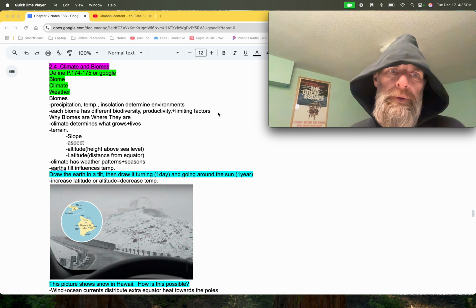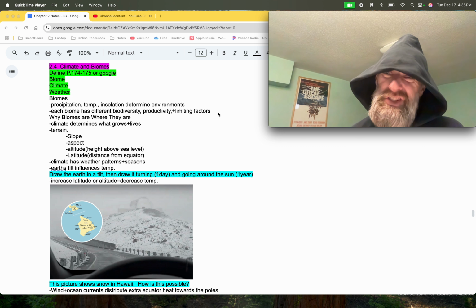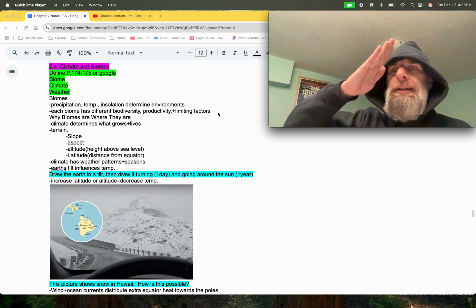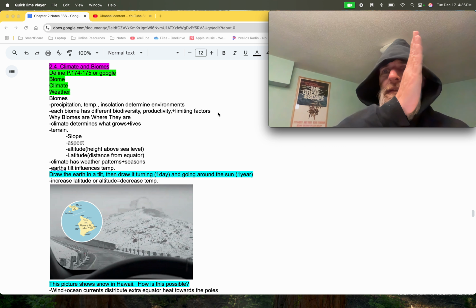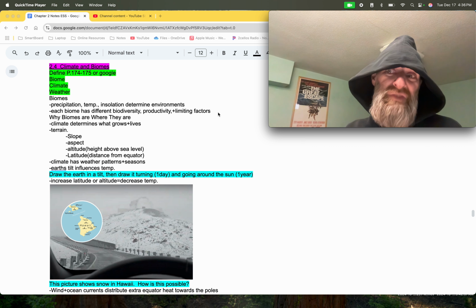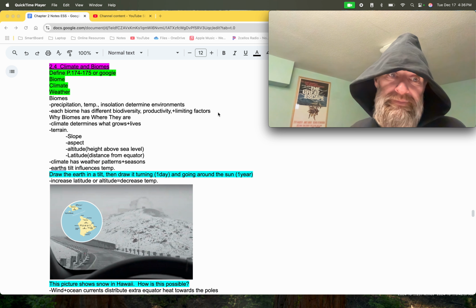Terrain, slope, aspect, altitude, latitude. This comes actually in with avalanches too, but let's stick with this more positive stuff. So the slope is like, okay, what's the angle? Is it a high slope like that, high angle? Is it flat? A lot easier to grow farms when it's flat.